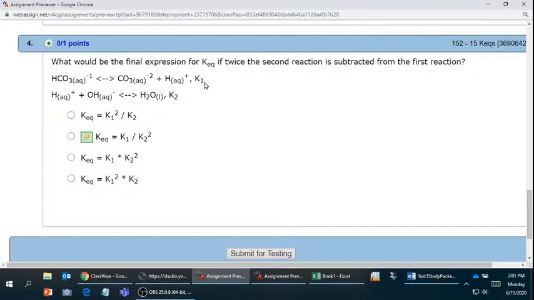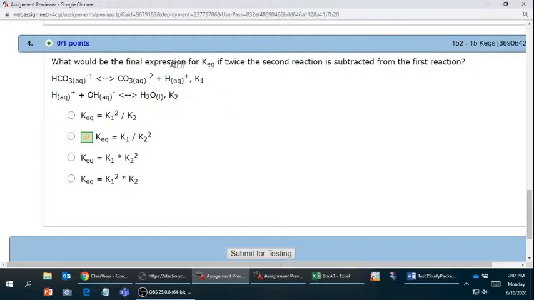Well, if we're going to use twice this reaction, we're going to double it, so we're effectively going to square K1. By doubling this reaction, we square the equilibrium constant. Now this is where K1 squared is going to be a potential answer. Now, I'm sorry, it's the second reaction, so we're going to have K2 squared in our final answer because we're taking twice the second reaction.